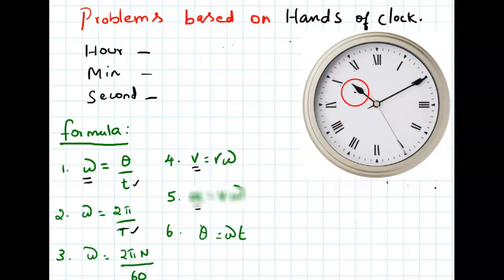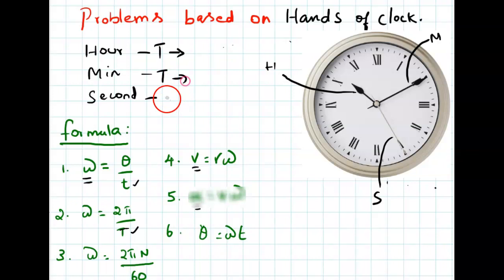We know that in a clock we have three hands. One is the hour hand, this is the minute hand, and here is the second hand. So first we should know about the time period of these three hands.